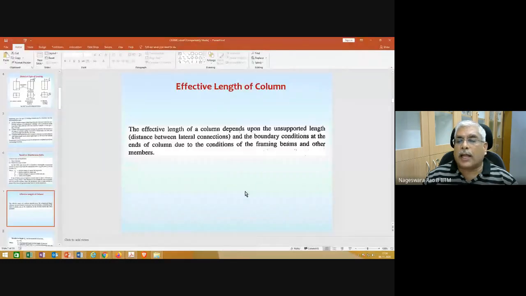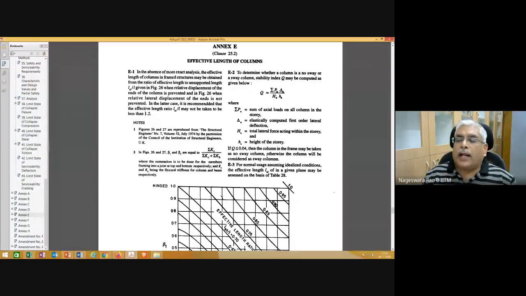In the slide it is mentioned that the effective length of a column depends upon the unsupported length and the boundary conditions at the ends of the column. Two ends of the column, what are the boundary conditions? Why are these boundary conditions going to be different? Due to the conditions of framing beams and other members. What are the beams that are framing into that particular end of the column, and what are their stiffnesses? So beta 1, beta 2 are given by this.